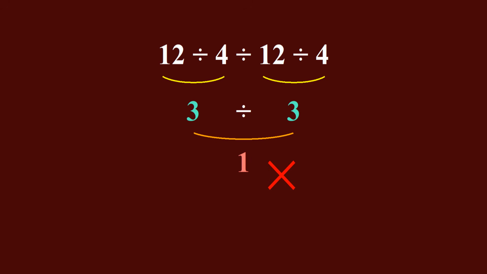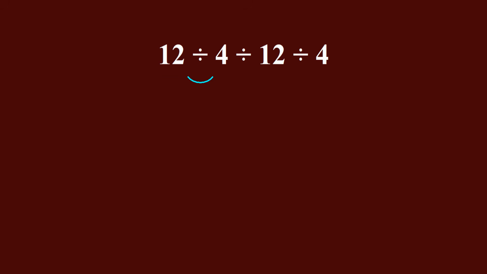But this answer is not correct because according to the order of operations we must do this division, then this division, and at last this division. So we have first this division. 12 divided by 4 equals 3.